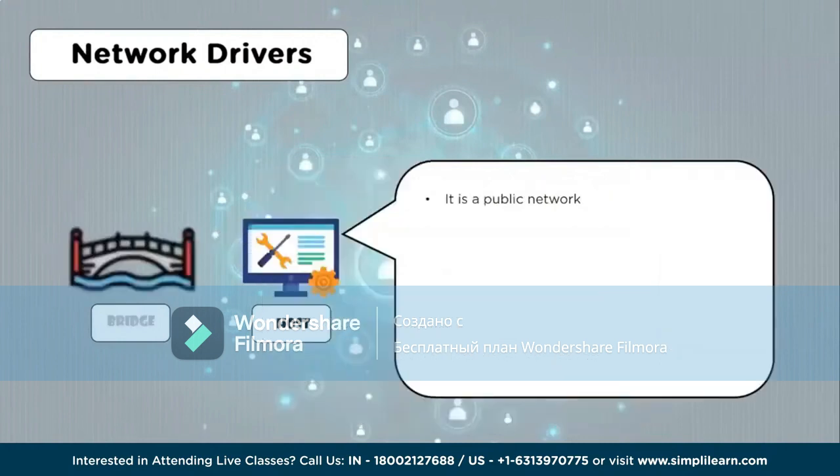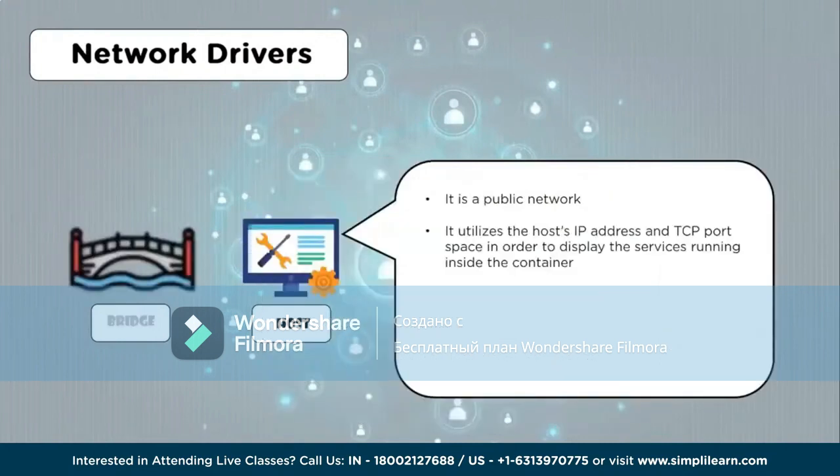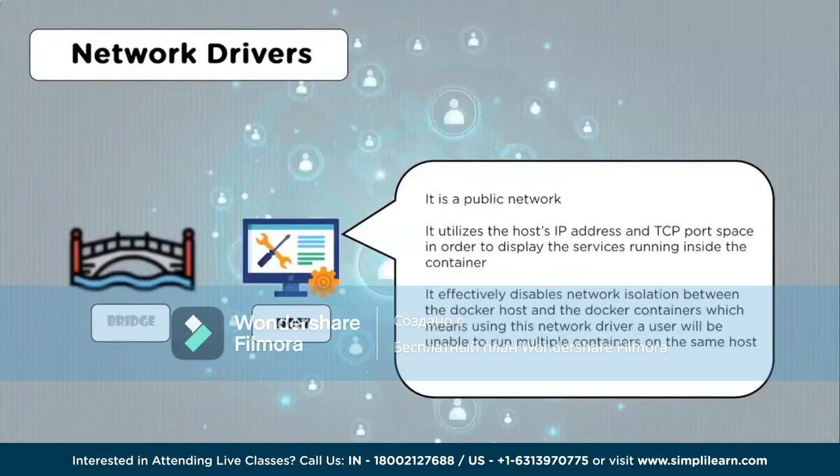And the next one is the host one. So it's a public network. When we go with the public network, it actually uses the host IP address and a TCP port in order to interact with the service running inside the Docker container. So if you want to connect to the container using an IP address which can be accessible from the outside world, probably some other server should be able to resolve that. In that situation, the host network driver comes into the picture.